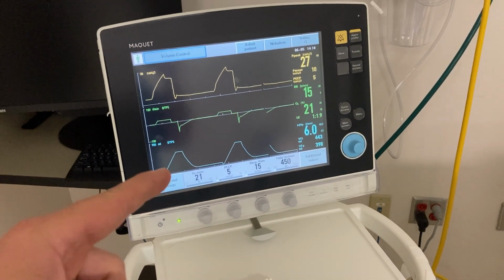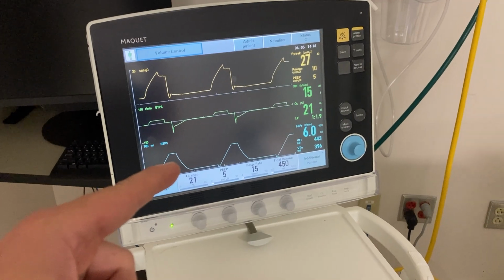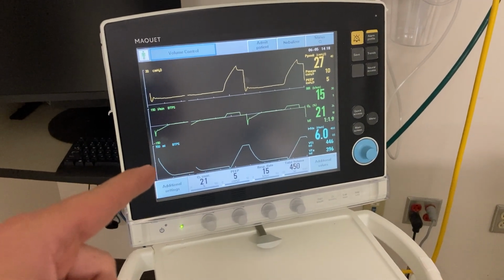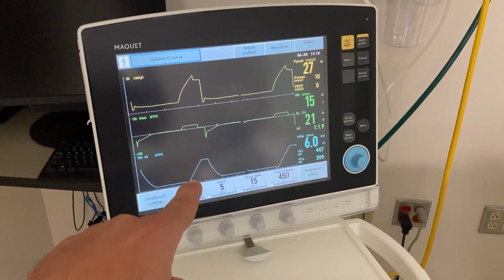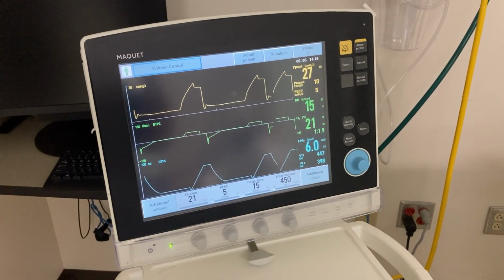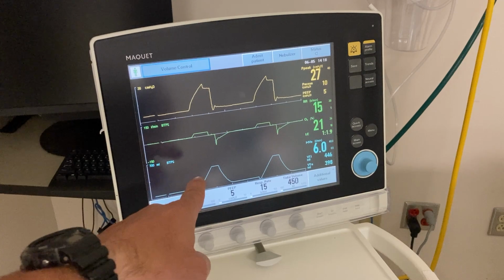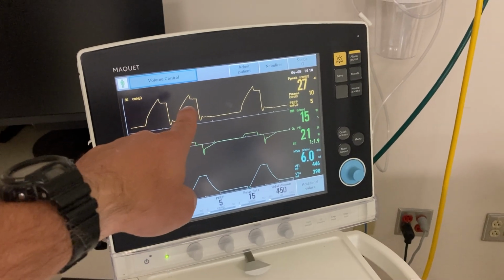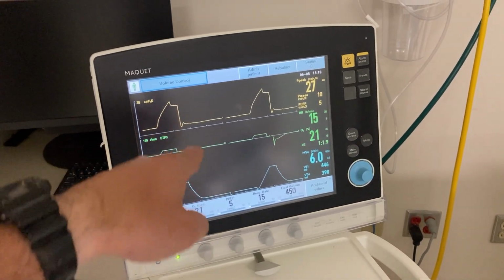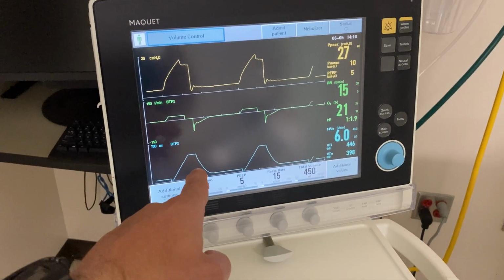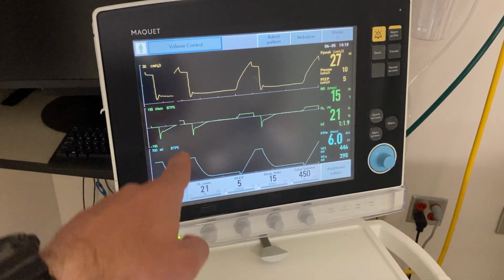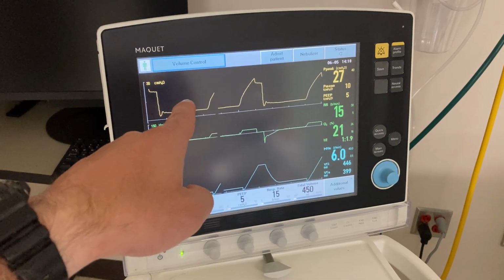Also take a peek down here at the volume flow waveform and see that my volume's not necessarily making all the way to baseline before the next breath begins. And I can also see that that volume is being held for however long that inspiratory pause or time pause is put in on this breath. So this lets me know I've got a leak somewhere within the system. This lets me know that somebody didn't know to turn off that.